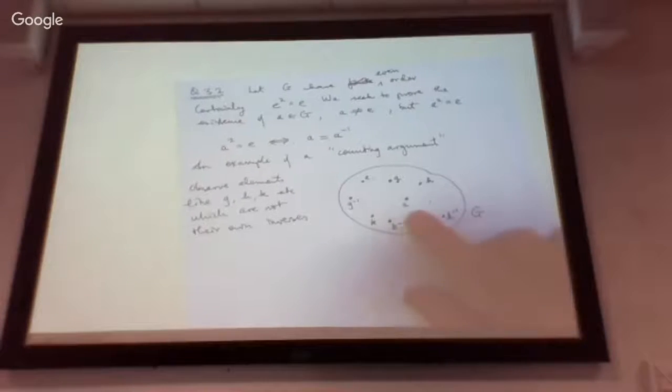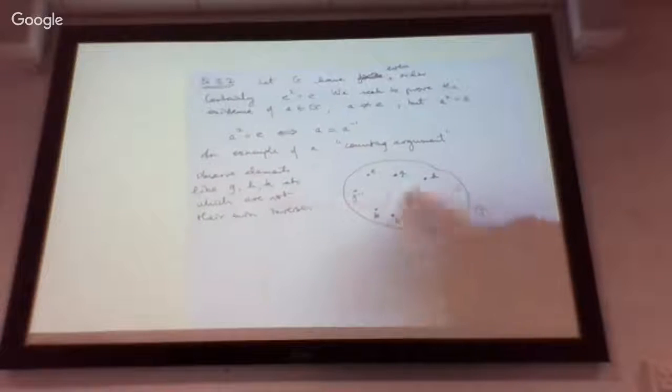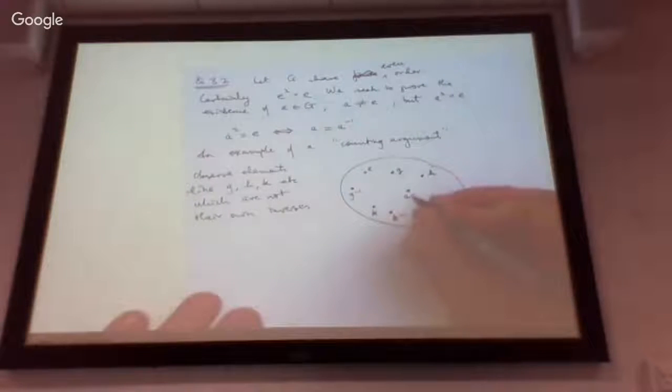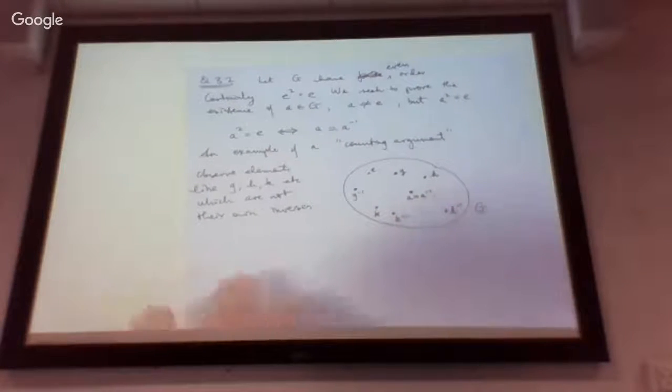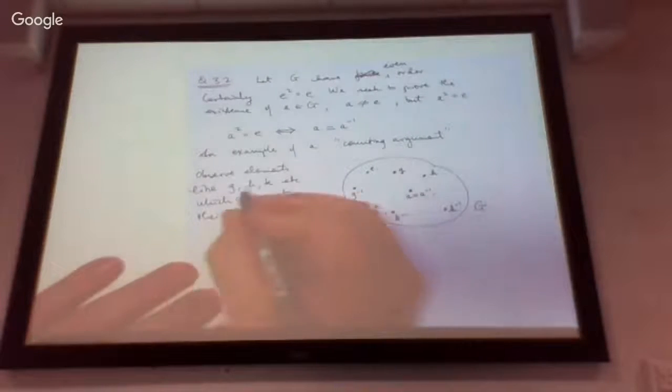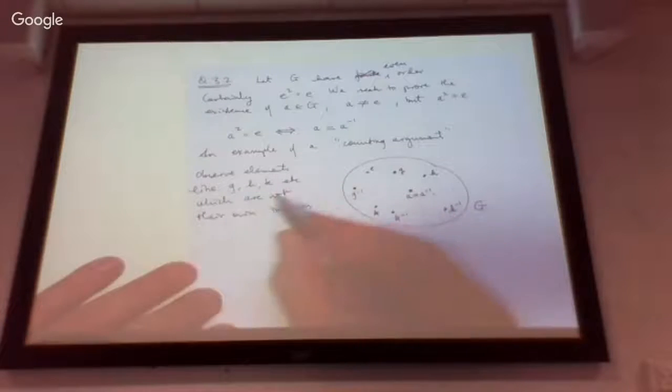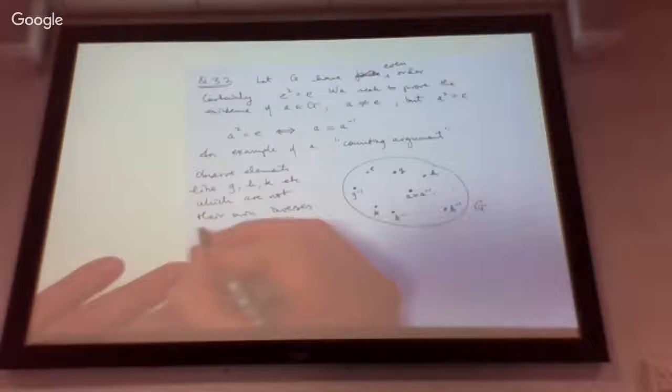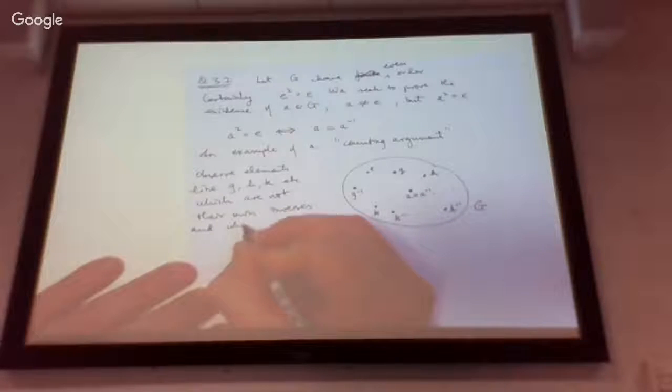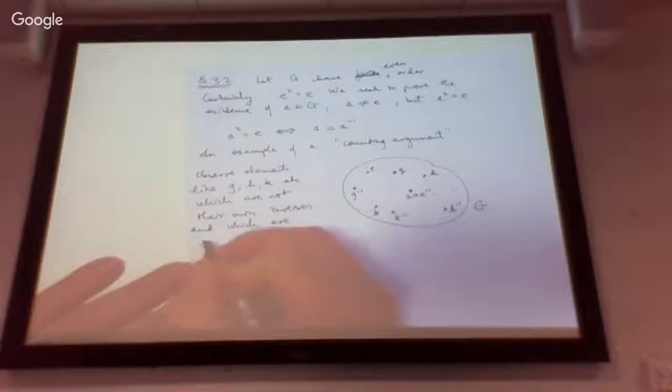So this poor element A, where is its inverse? If all the other elements are already accounted for, it must be its own. But this A must be the special one. There could be loads of them. There must be at least one for which it is its own inverse. So we observe elements like G, H, K, etc., which are not their own inverses and which are different to the identity.